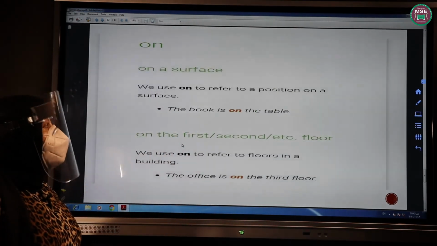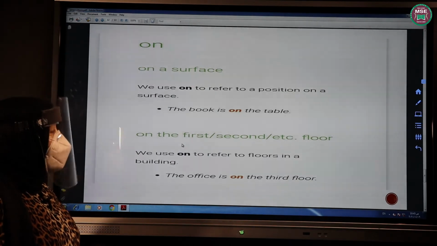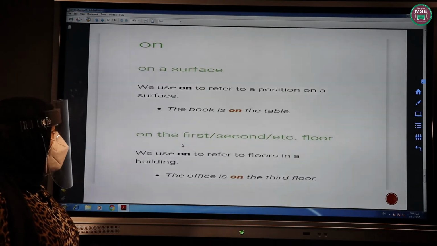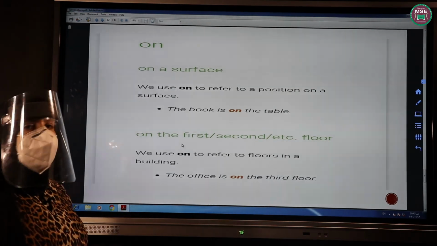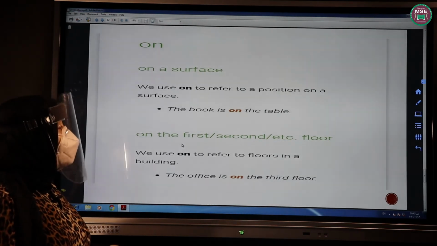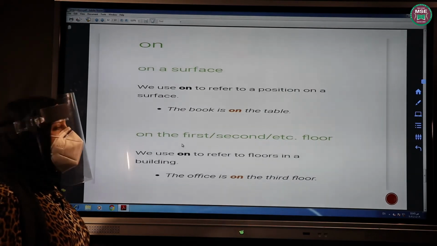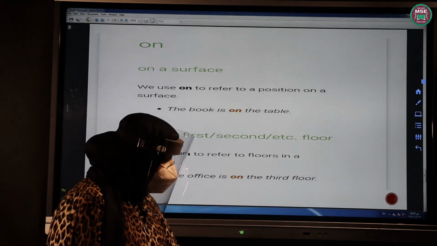On a surface, the book is on the table. On the first, on the second floor. We use on to refer to floors in a building. So it's to say where your flat is. The office is on the third floor.